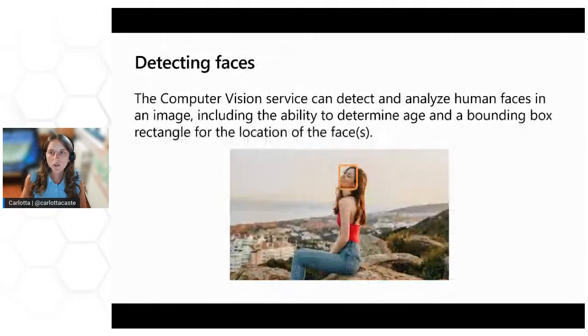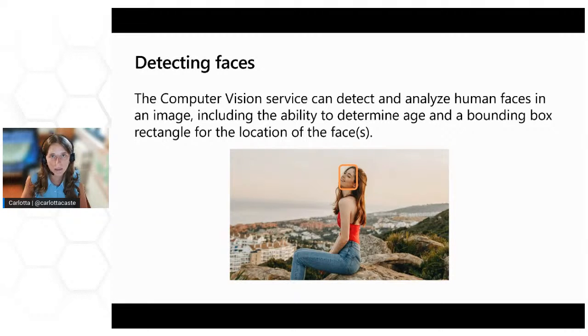The computer vision service can also detect and analyze human faces in an image, including the ability to figure out the age and also, again, the bounding box rectangle for the location of the face or faces in the image. The facial analysis capabilities of the computer vision service are a subset of those provided by the dedicated service, which is called Face service. So if you need basic face detection and analysis, you can use the computer vision service. But for more comprehensive facial analysis and facial recognition, you should use the Face service.